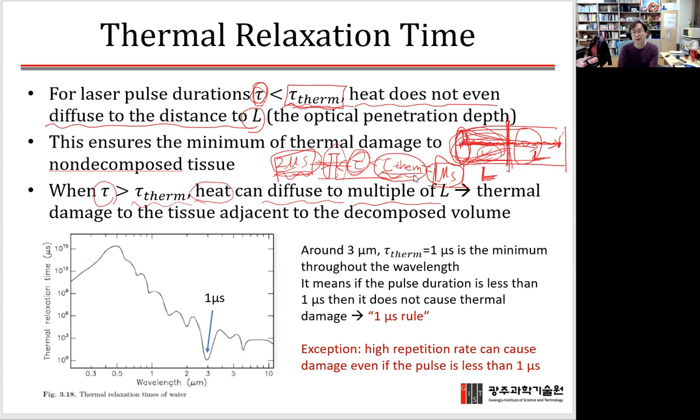So thermal damage can happen in the tissue, not only within the decomposed volume by the thermal. So this volume will be basically affected by the laser generated heat, so that the thermal decomposition can happen here when you have a shorter pulse duration. However, when you have a longer pulse duration, then surrounding tissue will also have some leftover heat transferred, and then this tissue area can also be affected, such as by coagulation.